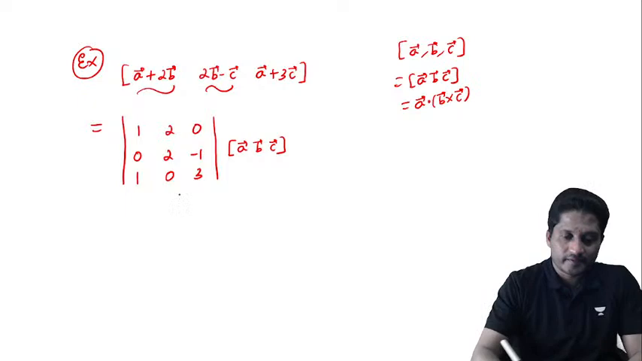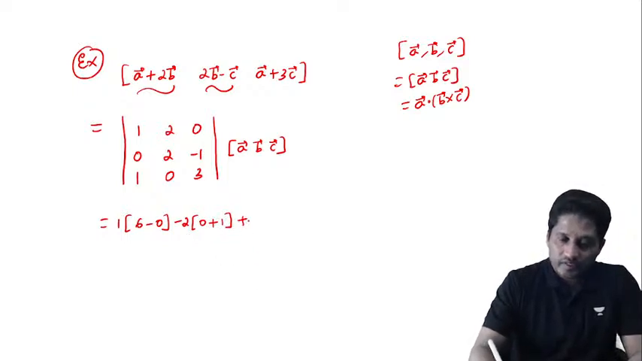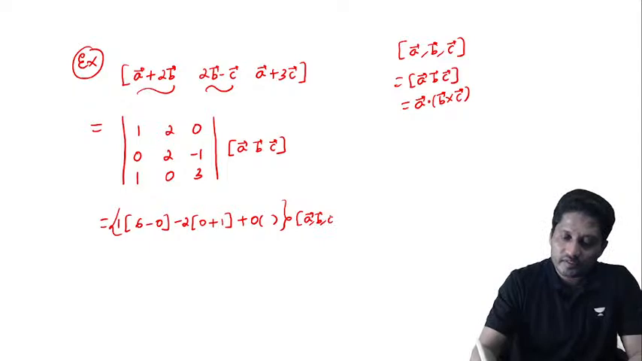Right, now I'll expand. You will get 1 into delete first row first column, 6 minus 0. Minus 2 into delete first row second column, you get 0 plus 1. Plus 0 multiplied by the number is 0, and this into, you get box of ABC. This is box of ABC.